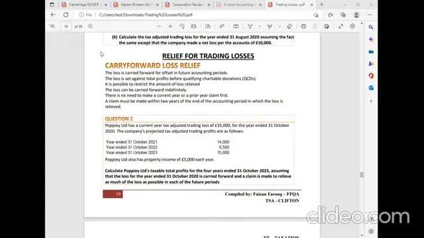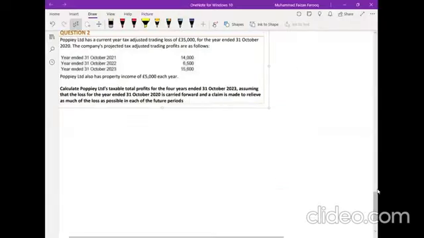Copy Limited has a current year tax adjusted trading loss of £35,000 for the year ended 31st October 2020. The company's projected tax adjusted trading profits are as follows. Year ended 31st October 2021, 14,000. Year ended 31st October 2022, 6,500. Year ended 31st October 2023, 15,600. Copy Limited also has property income of £5,000 each year. Calculate Copy Limited's taxable total profit for the 4 years ended 31st October 2023, assuming the loss for the year ended 31st October 2020 is carried forward and a claim is made to relieve as much of the loss as possible in each of the future periods.